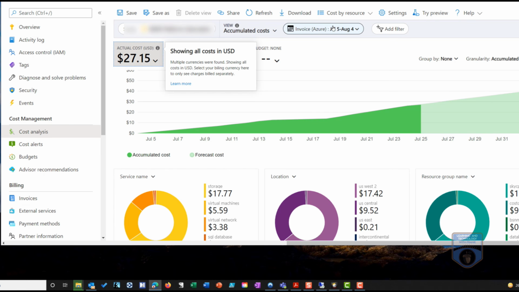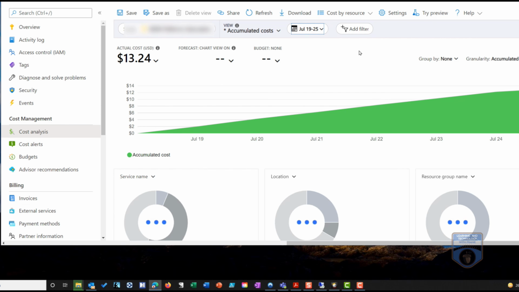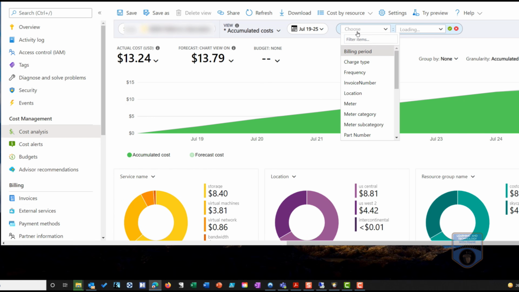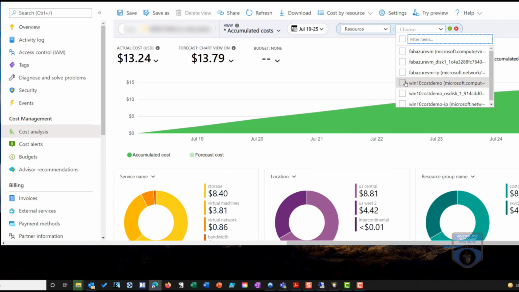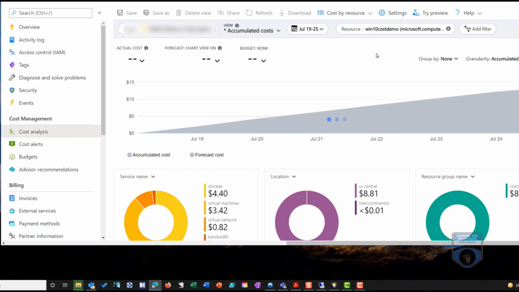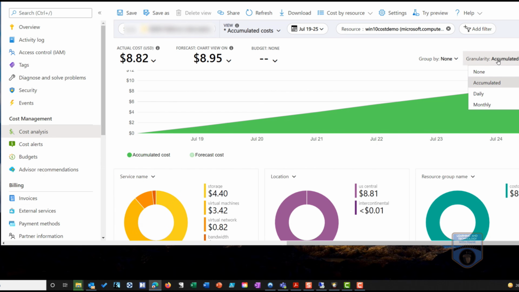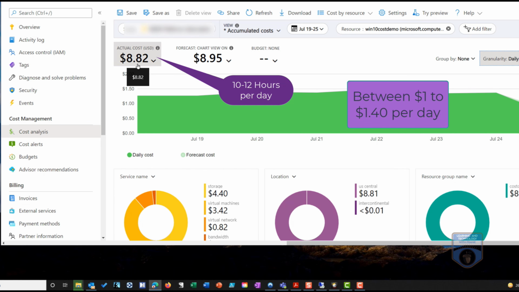And I'm going to go in, and instead of looking for the entire value, I'm just going to go for the last 7 days. And instead of looking at all of my resources, I'm going to look at a specific resource, and I'm going to look at my Win 10 cost demo. I did upgrade to Windows 11, so we'll go in here and you can see that for the week, and I'll even go ahead, instead of looking at daily and accumulate, I'll look at daily costs. It cost me $8.82 for the week.